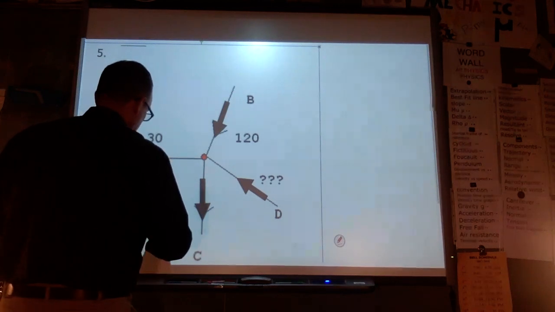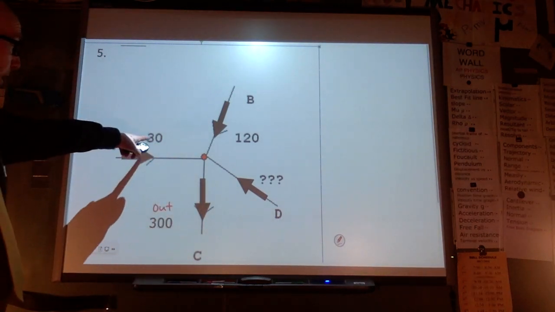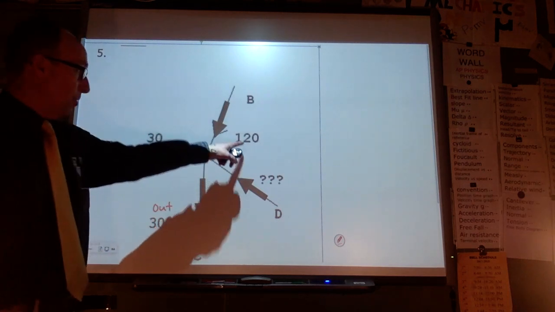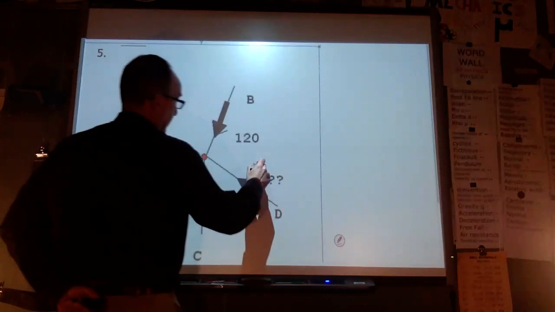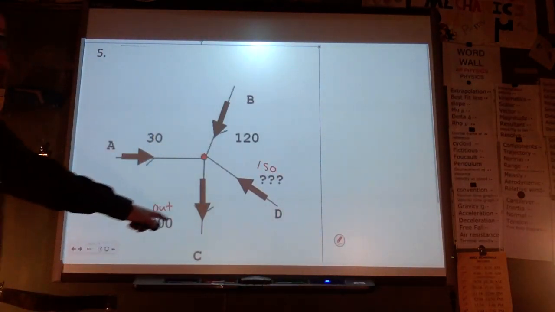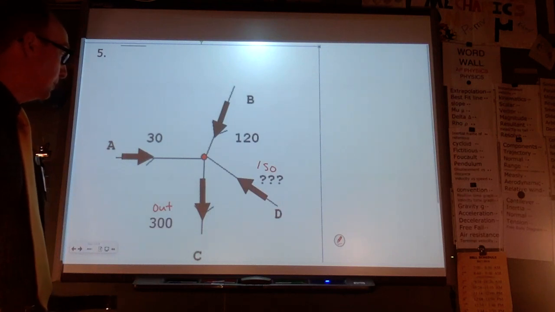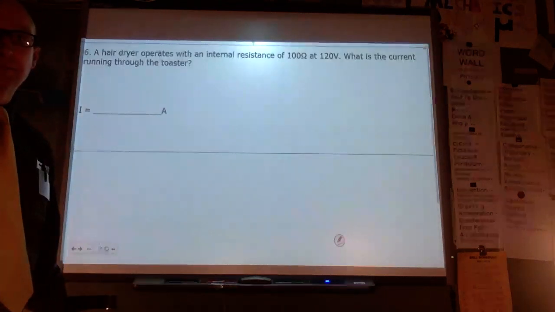We have 300 going out, and we have 30 going in and 120 going in. That's 150. So that means that I need to have another 150 going in, so I end up having 300 going out. So now I have 300 going in and 300 going out.